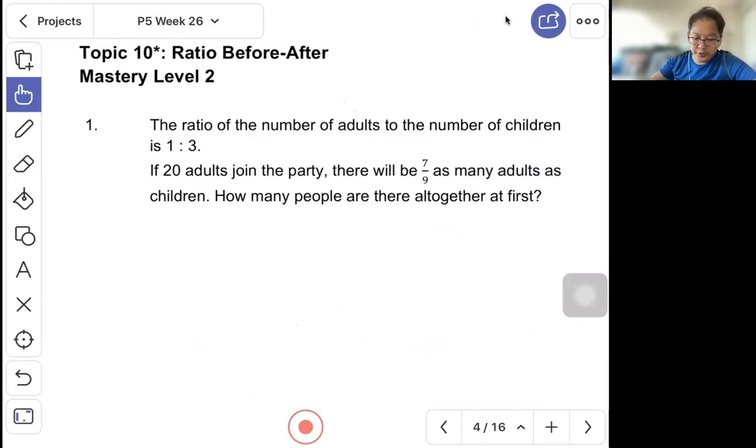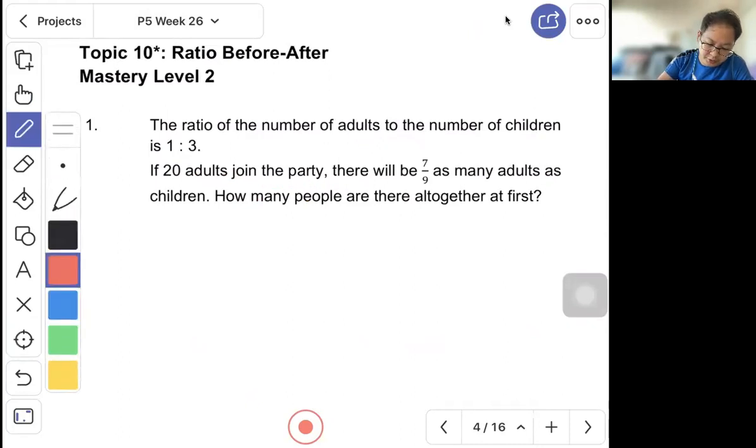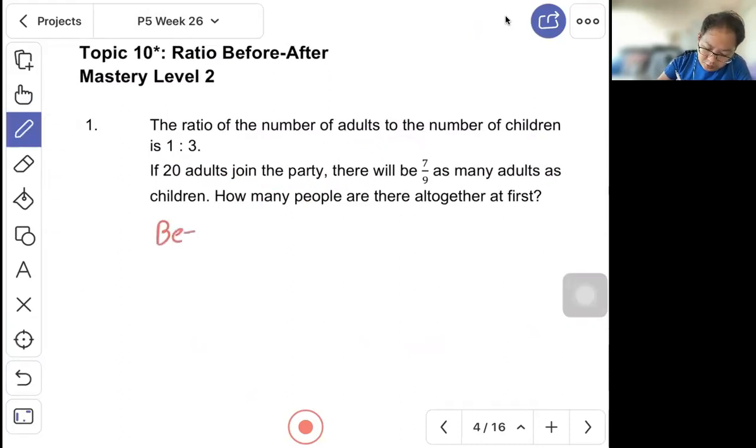Okay, for question one, they say the ratio of the number of adults to the number of children is 1 to 3. So 20 adults join the party, there'll be 7 adults to 9 children. How many people are there at first? So before, adult to children is 1 to 3. After 20 adults join, adult is 7, followed by children is 9.